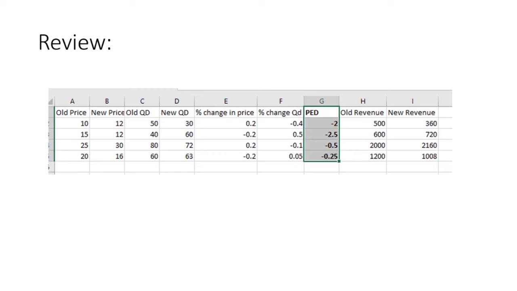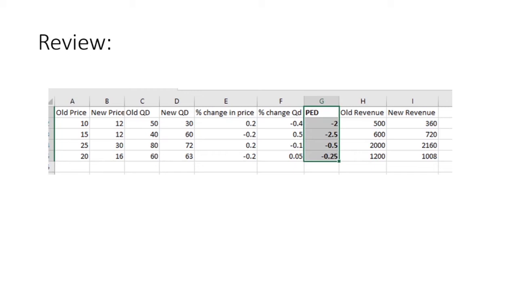For question number 2, the PED figure is -2.5. The old revenue was £600, and the new revenue is £720. So we've seen an increase in revenue, which is what we'd expect, because the price has gone from 15 to 12, a decrease in price, with elastic PED, which would therefore mean that we would expect the revenue to increase, as it has.